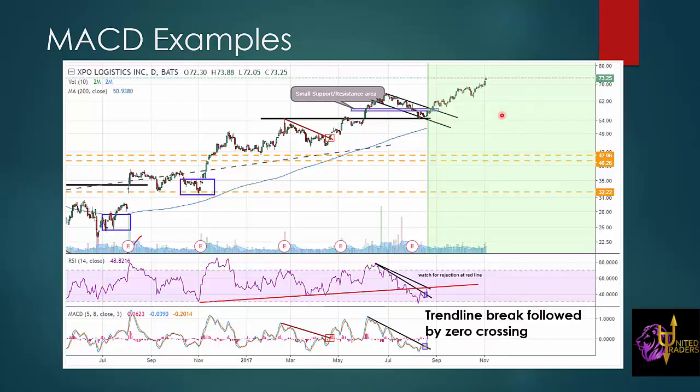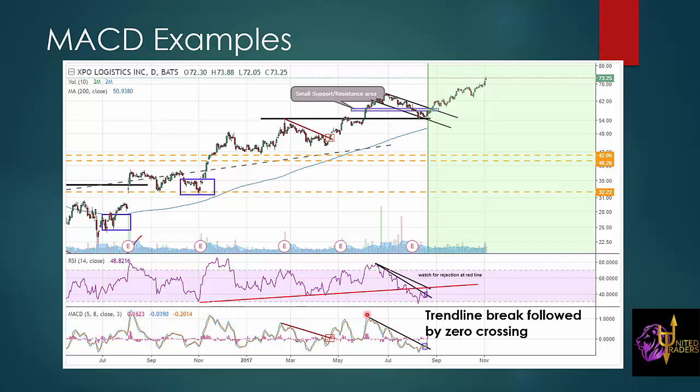Here's another great example for us. We have a trend line break down here, right? Trend line break, and then you can kind of barely see that we're right at that blue line right there. We're right at that zero crossing, and you can see once we cross that zero crossing, we move higher, and this thing runs. That's a 30% move right there. So this thing really runs higher.